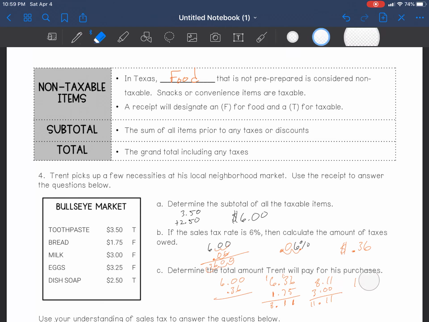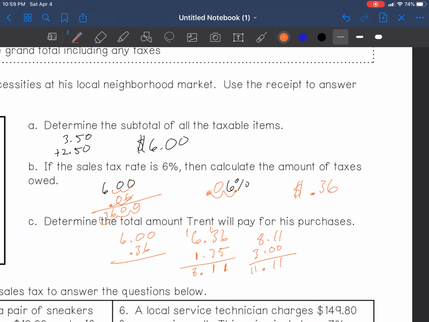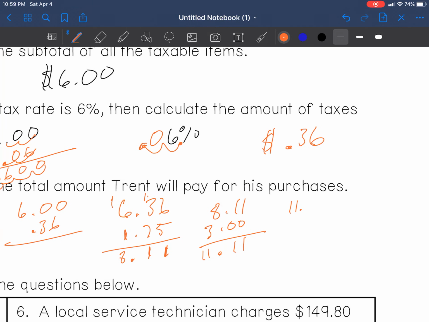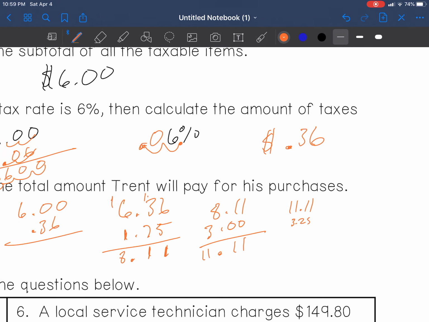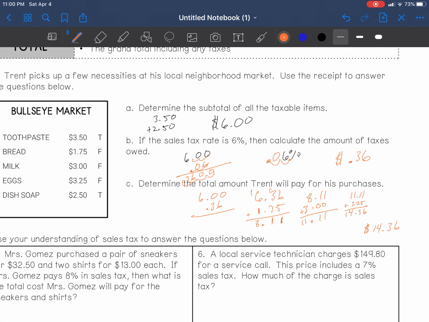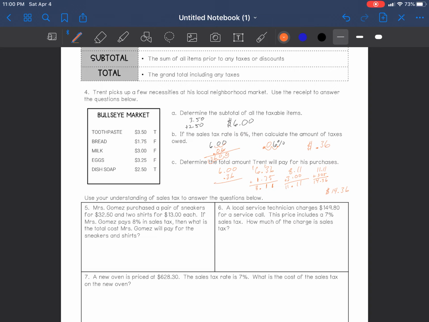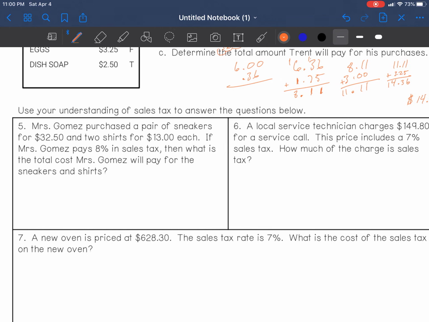And then finally we add our eggs. Let me write that 11.11 better. Let's add up our eggs. 11.11 plus our eggs, which were 3.25. Because we are adding 5 plus 1, 6, 1 plus 2, 3, 3 plus 1, 4. So our total is $14.36. Pretty easy. Just remember, food we do not include in our taxes. So we got a couple more problems.